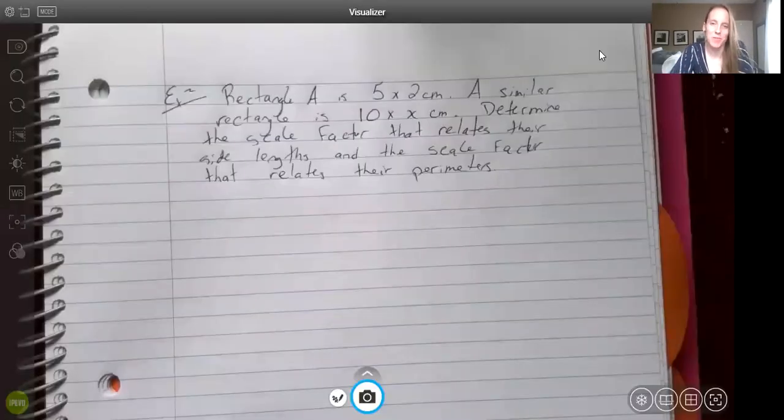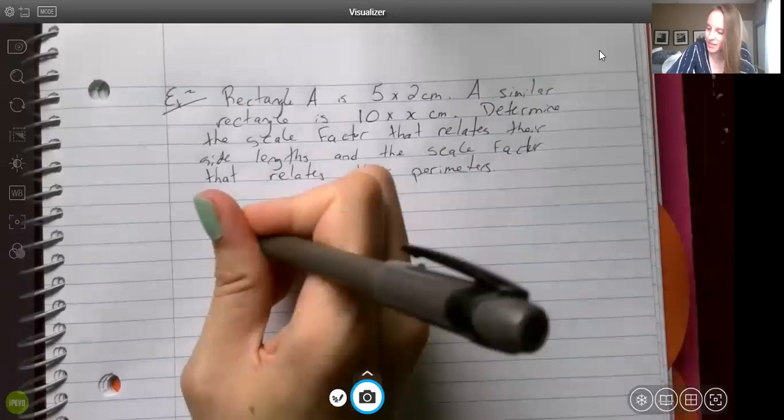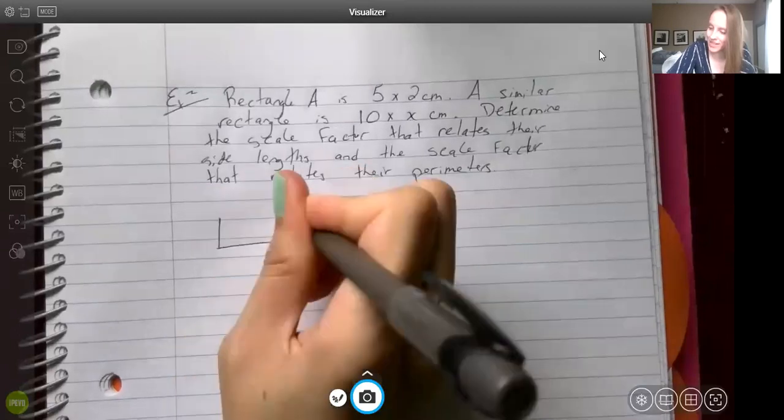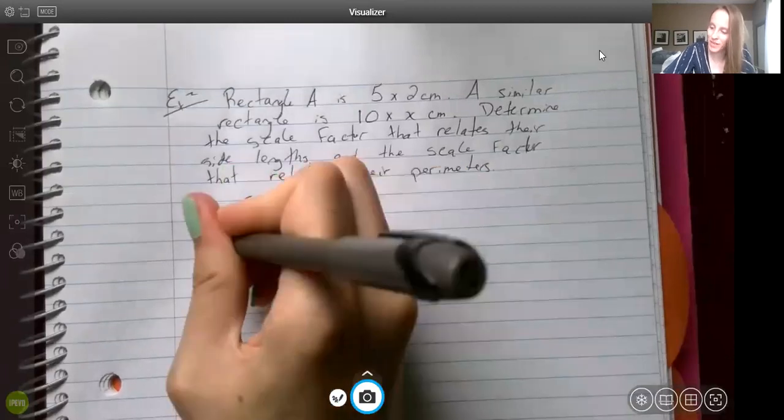Okay, in this second problem, it says rectangle A is 5 by 2 centimeters. A similar rectangle is 10 by x centimeters. Determine the scale factor that relates their side lengths and the scale factor that relates their perimeters. So the first thing I'm going to do is, of course, draw this out. So this is rectangle A. It is 5 by 2 centimeters.